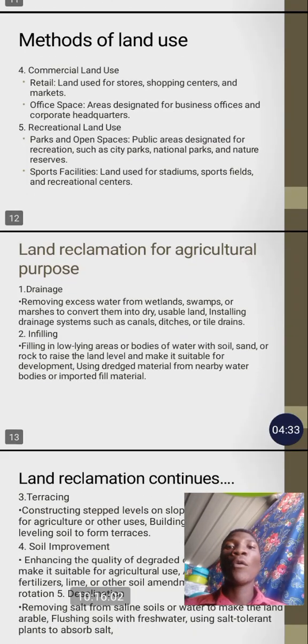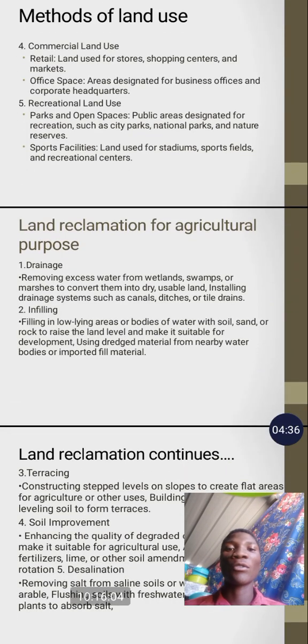Moving on, we have land reclamation for agricultural purposes. We have methods that can be practiced to reclaim land for agricultural purposes, such as drainage, where we remove excess water from wetlands, swamps, or marshes to convert them into dry, usable land, installing drainage systems such as canals, ditches, or tile drains. We also have infilling, filling in low-lying areas or bodies of water with soil, sand, or rocks to raise the land level and make it suitable for development use. Dredged materials come from nearby water bodies or imported filling material.